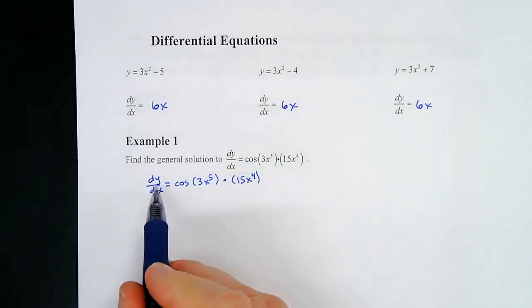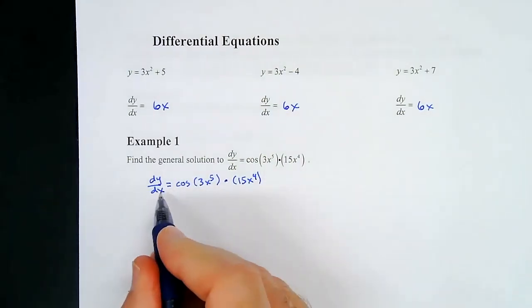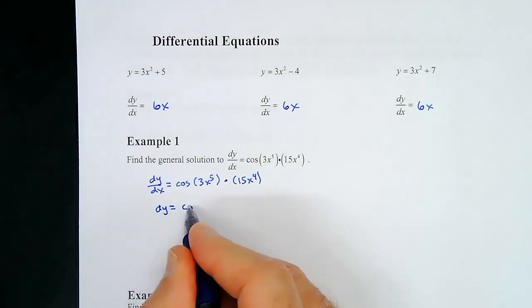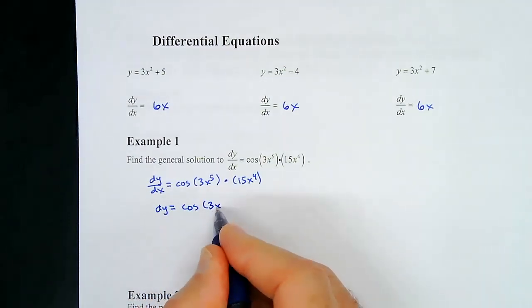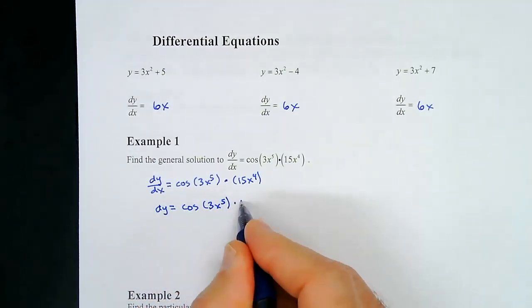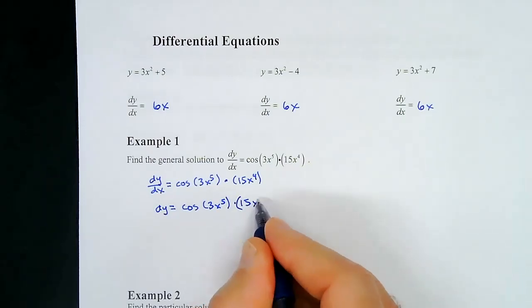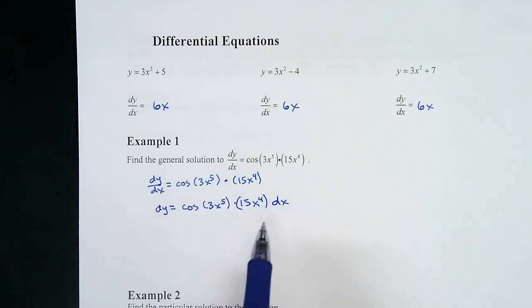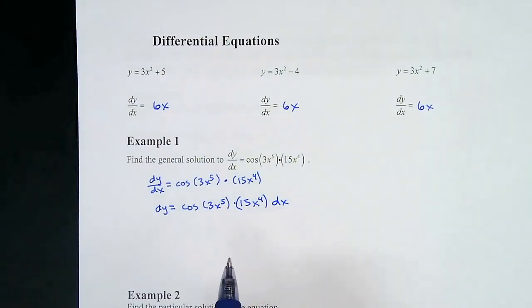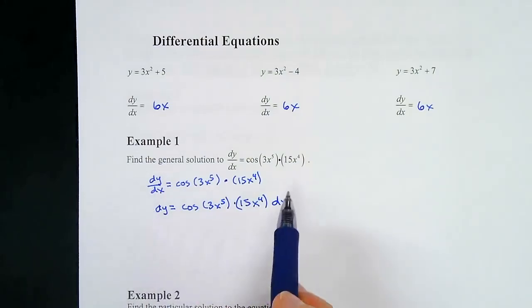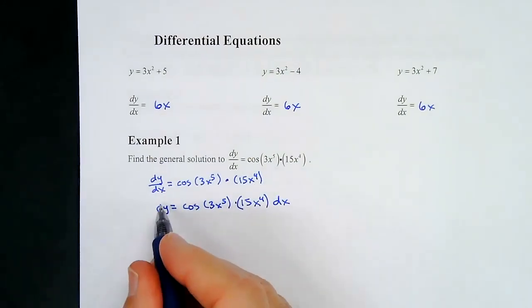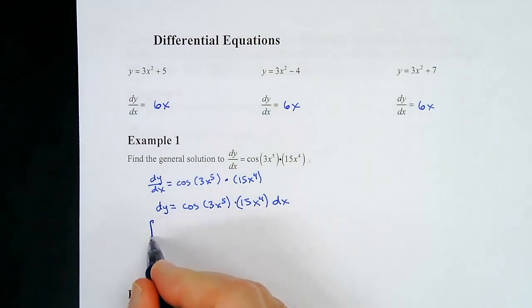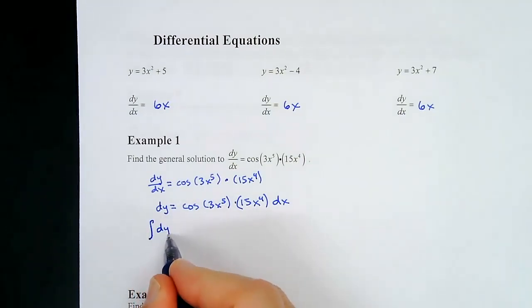So what we're going to do is multiply both sides by this dx. It becomes dy is equal to cosine of 3x to the fifth times 15x to the fourth, and then dx. That's where the dx comes from in our integration. It comes from moving the dx over to the other side. So in order to solve this, we're going to integrate both sides. We're going to integrate the left side, so we're going to integrate dy.